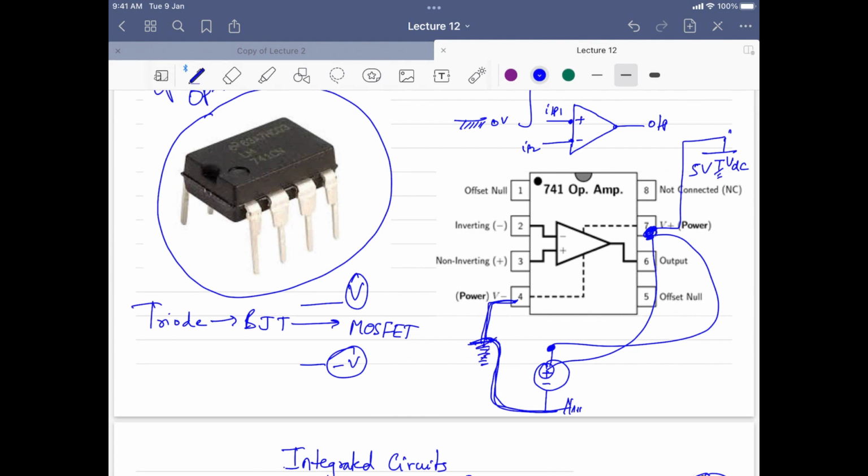Sir, I wanted to know, does this 741 have any meaning or is it just 741? Meaning in what sense? For example, 741 meaning having 7 resistors and like that. No, it's just a name given to this device. There is no specific reason for this name. Even I don't know, but maybe you can find on the web why they keep it as 741. You also tell me. Okay, so it's just a name.